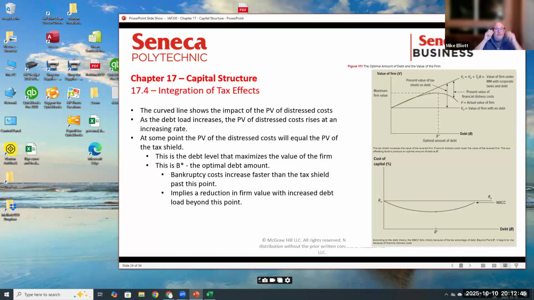So at some point, the present value of your distress costs is equal to the present value of the tax shield. That is your optimum level of debt. Vary too much the left way and reduce your debt, and the value of your tax shield reduces. Go too far to the right, and now the financial distress costs have overwhelmed that, and we've got too much debt. So we know where this point is likely to be. It's B star. We're not really sure how to get there, though, so stick with us.